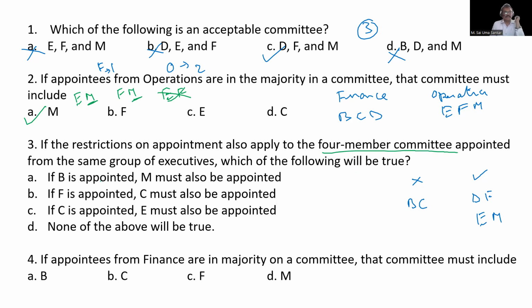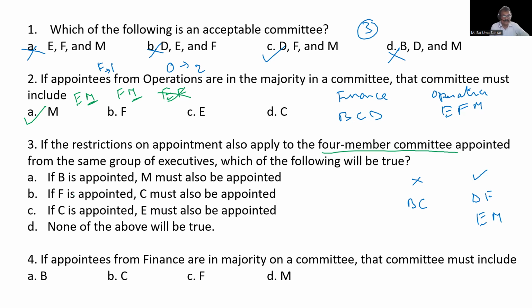See, if B is appointed, M is also appointed. What is the condition? If E is appointed, M is also appointed, right? So the first one may be true. If F is appointed, C is also appointed. Is it valid? That's not right. If C is appointed, E is also appointed. If C is appointed, E must. Is it valid? No. Only if E is appointed, then M must be appointed. Next, F and C.